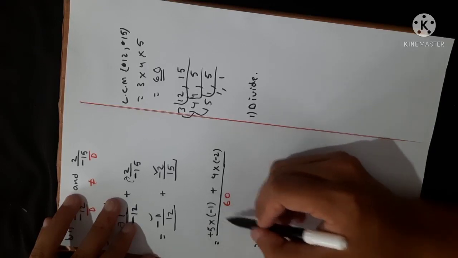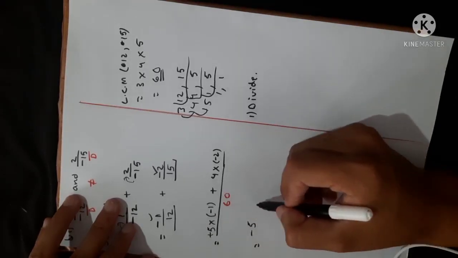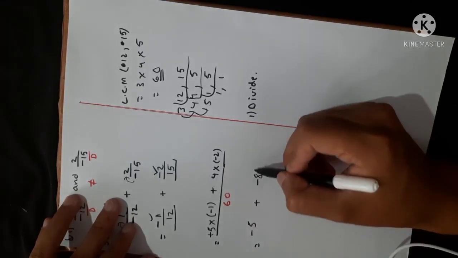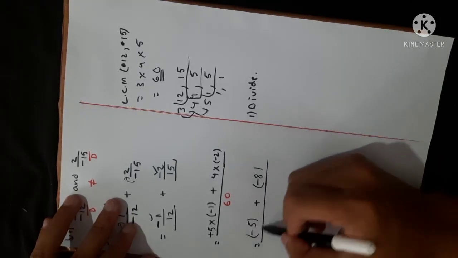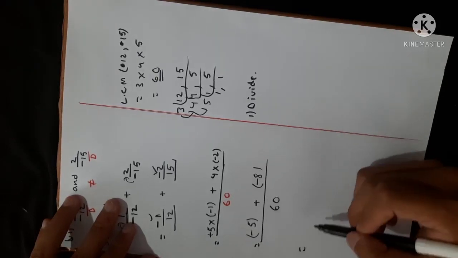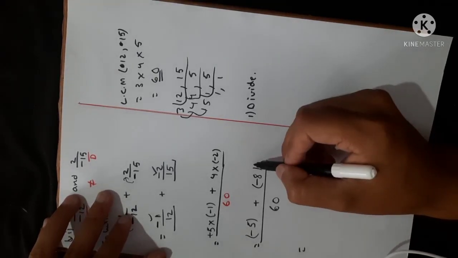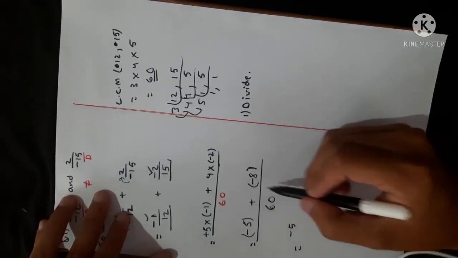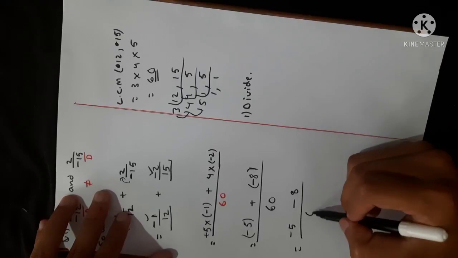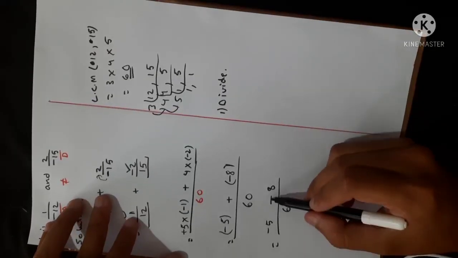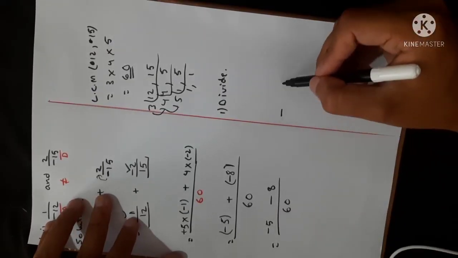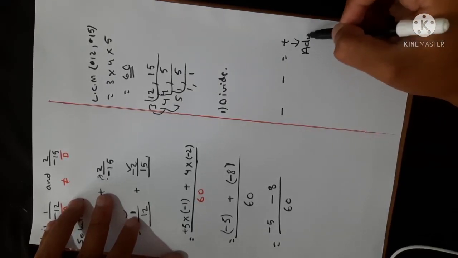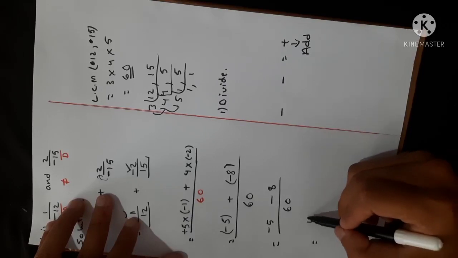This is plus, this is minus, so minus 5. Plus 4 multiply 2 equal 8. This is plus, this is minus, so minus 8. Over 60. So here we see minus 5 plus minus 8, open up the bracket, plus into minus equal minus 8 divided by 60. So minus and minus, minus, minus, we get plus, right? So we should add. So 5 plus 8 equal 13.